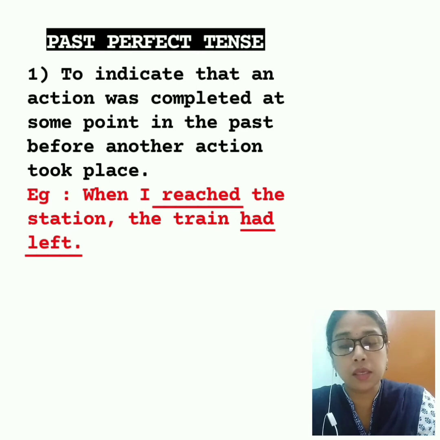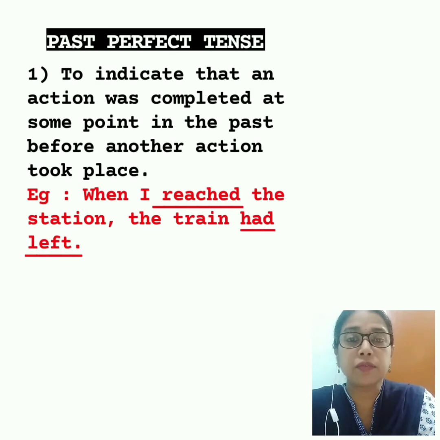So in such a case, the past perfect is used to describe the earlier past action. That is, the train had left. And the simple past tense is used for the later past action. That is, I reached. So here be very careful, children. What occurred earlier, that has to be written in the past perfect, and what occurred after that, that will be written in the simple past tense.